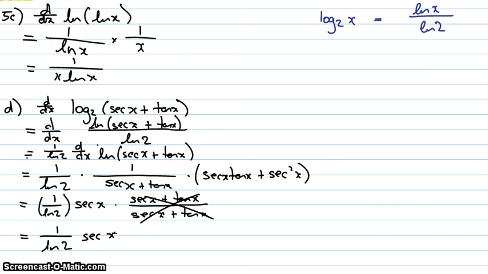It's possible as well that you aren't too happy with 1 over ln 2. It looks a little bit messy. This is the same thing as log base 2 of e, and we just multiply that by sec x. So that's the final answer. And that brings us to the end of question 5.